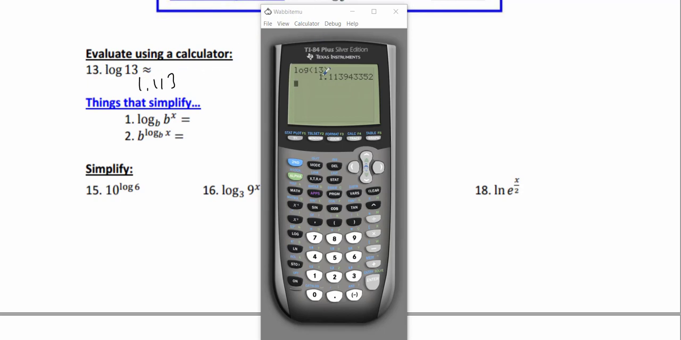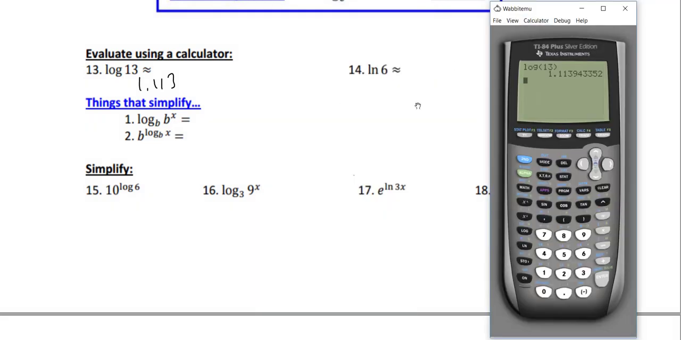But what I want you guys to do is do number 14. It's a natural log, and I want you to find that one. The natural log button is right underneath the log button. ln right there. So ln of 6. What do I get? I get 1.791 or 1.792, I guess. 1.792. That would be okay. That's not a big deal.